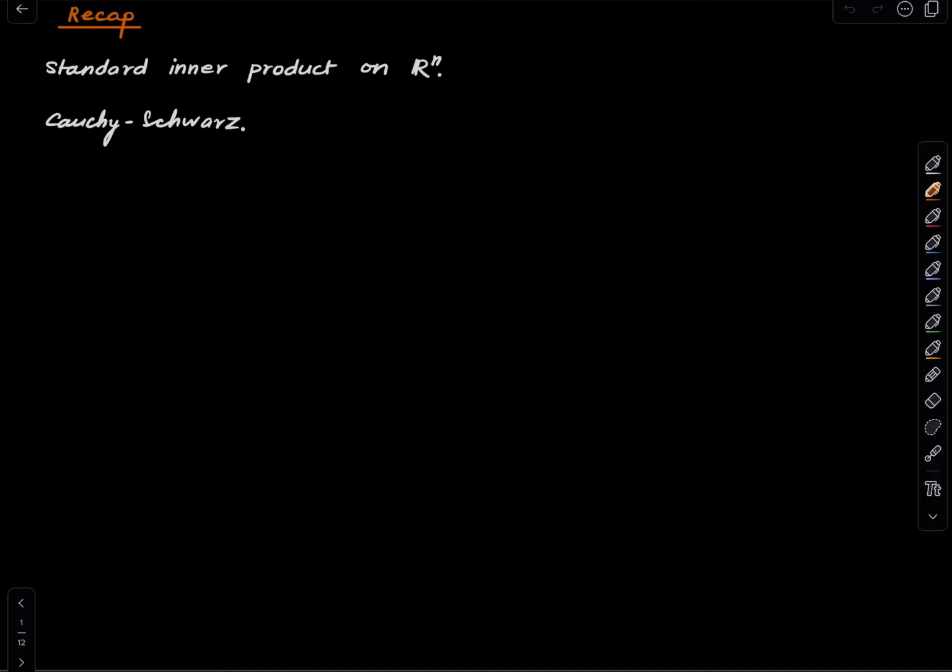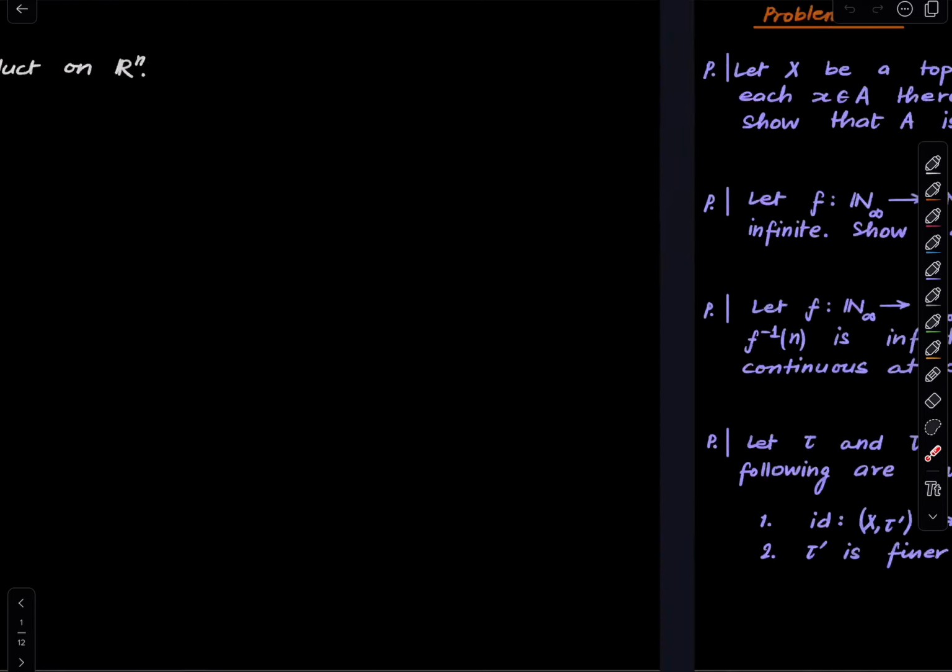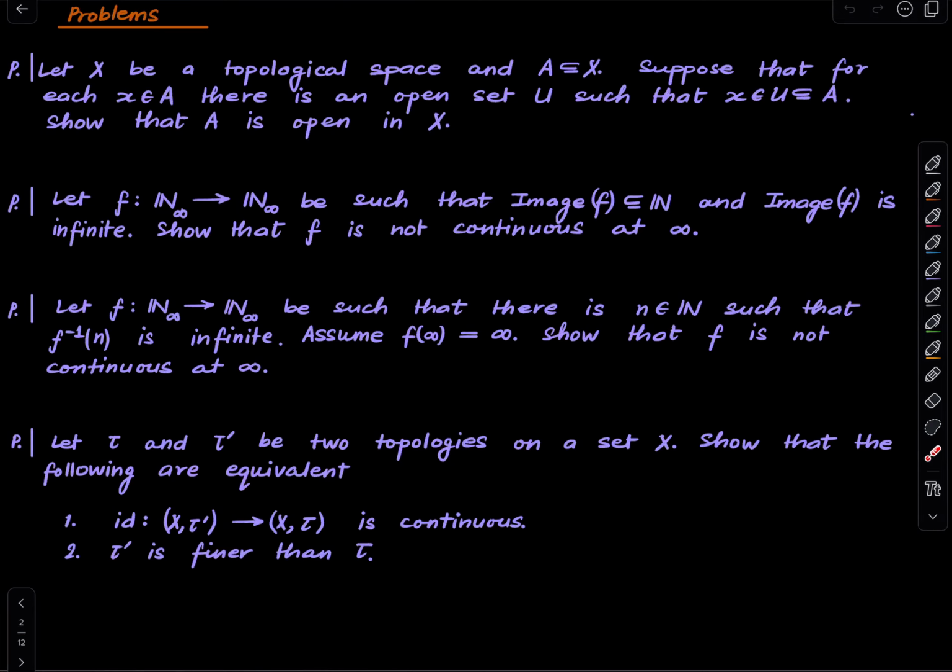All we need to know roughly is the standard inner product on Rn and the Cauchy-Schwarz inequality. I will recall it when the time comes, but I'm pretty sure you already know about them. And now let us proceed. Here are some problems for practice. And now let us get started.